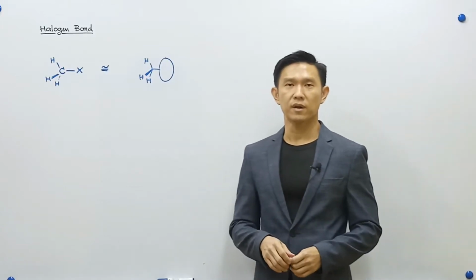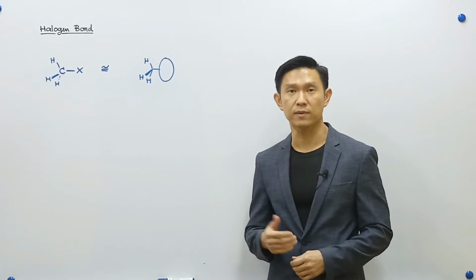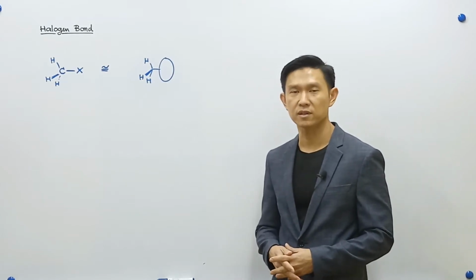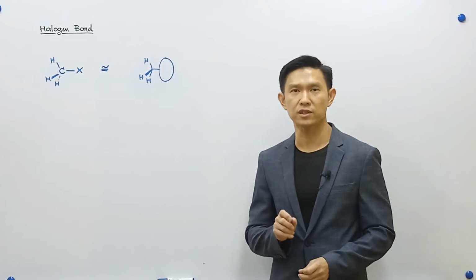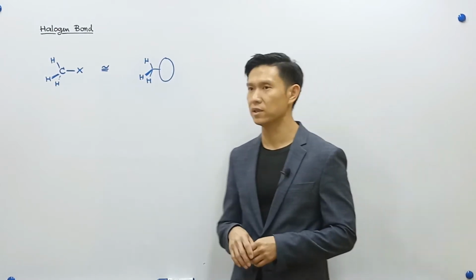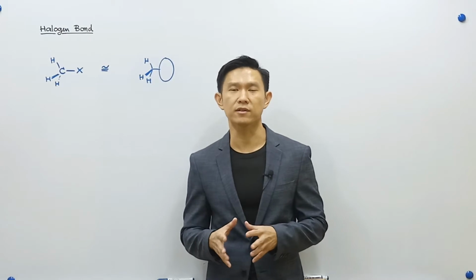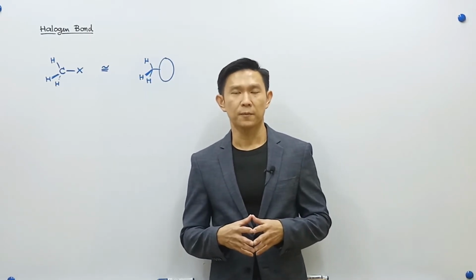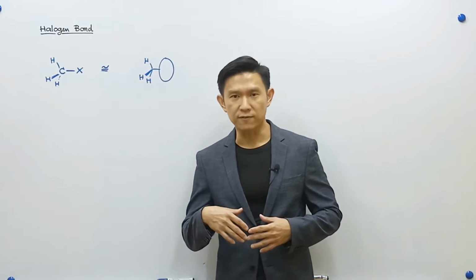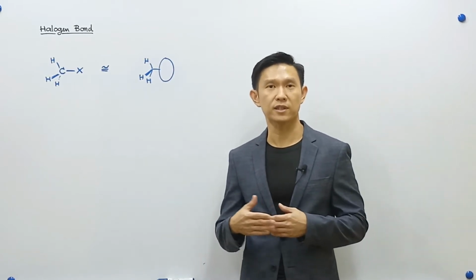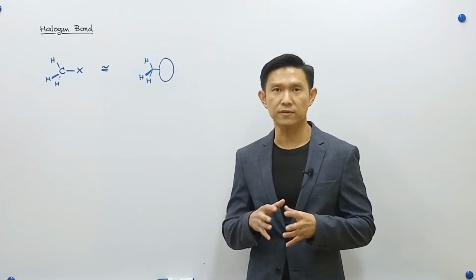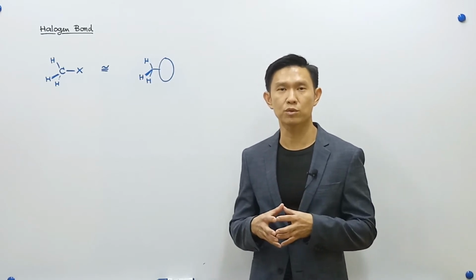Now we come to a very special type of intermolecular interaction, which is called halogen bond. But first of all, what I want to mention about the halogen bond is the theory behind the halogen bonding is not very clear. We have seen some kind of this interaction with the component of halogen atom in the molecules.